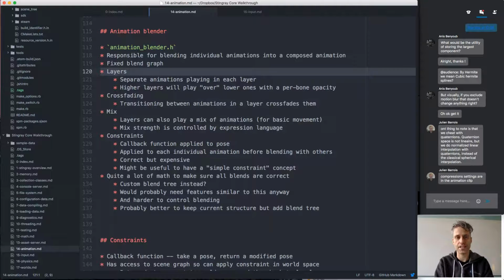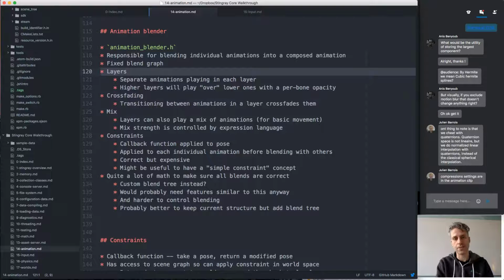The first feature of it is that it has layers. You can have multiple layers of animations playing on a character, and you have separate animations playing in each layer. The higher layers will play over the layers below them. So if you have a character running in a low layer, and then you have a character falling down in a higher layer, that falling down will take precedence and play over the running animation.